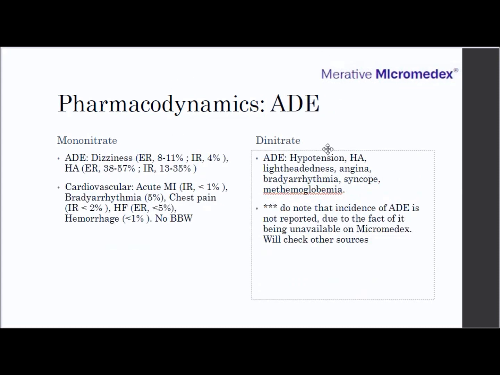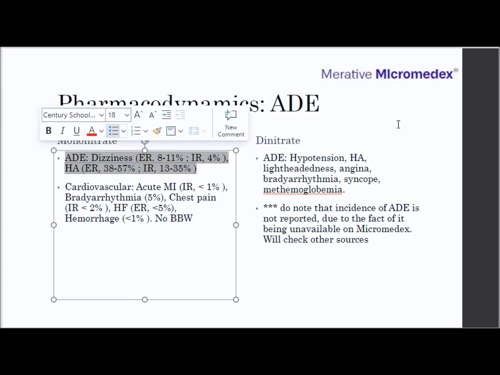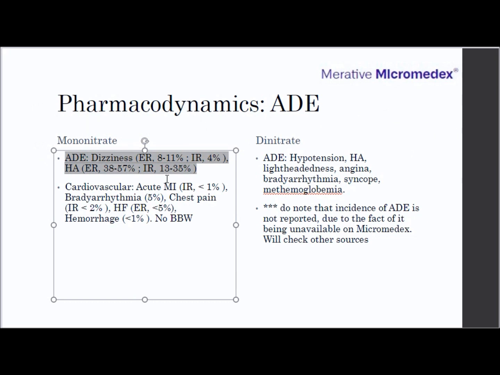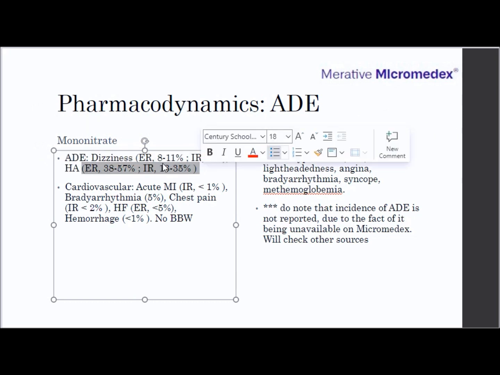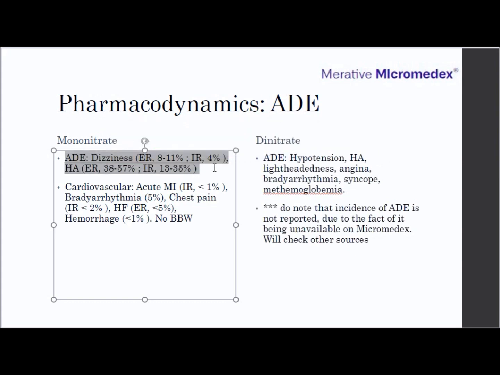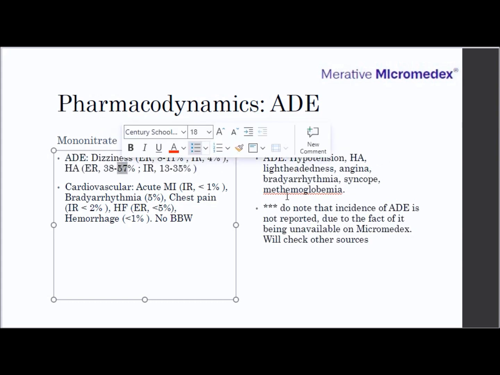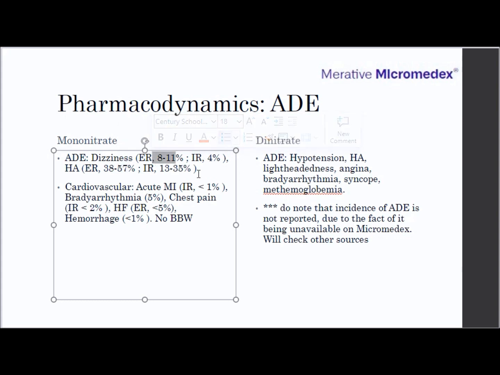So looking at the adverse effects of the mononitrate, we see dizziness in 8 to 11% of patients, in the ER form, less or so in the IR form. Headaches at 38 to 57% in the ER form, and 13 to 35% in the IR form. If you've ever looked through Micromedex at adverse effects of medications, I challenge you to find any that have incidence rates that are this high. That's insane. 1 out of 2 people is going to have headaches, 1 out of 10 is going to become dizzy. Not great data.